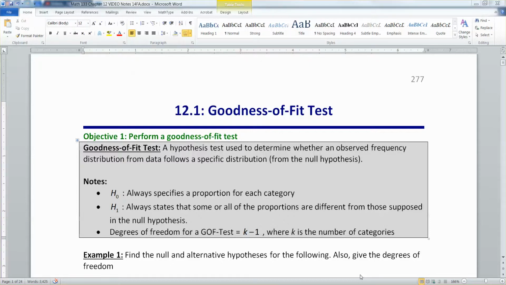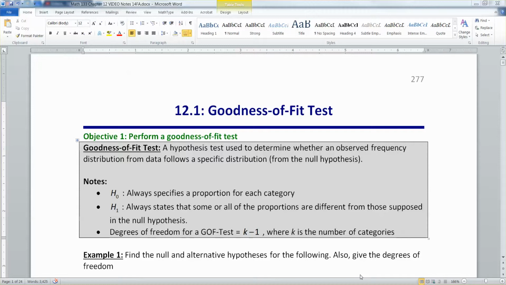In Chapter 12, we're in our third chapter of hypothesis testing. We've tested hypotheses for single variables in Chapter 10, and then two variables in Chapter 11. In Chapter 10, we did single means, single proportions, and single variance or standard deviation. In Chapter 11, we did two means, either dependent or independent, and then two proportions.